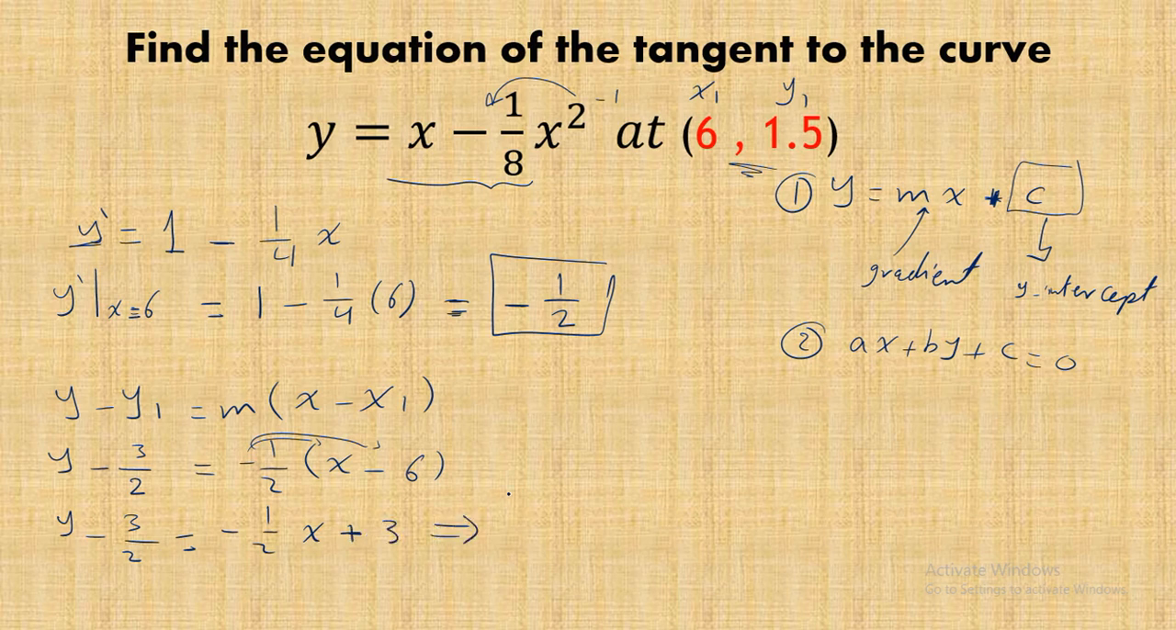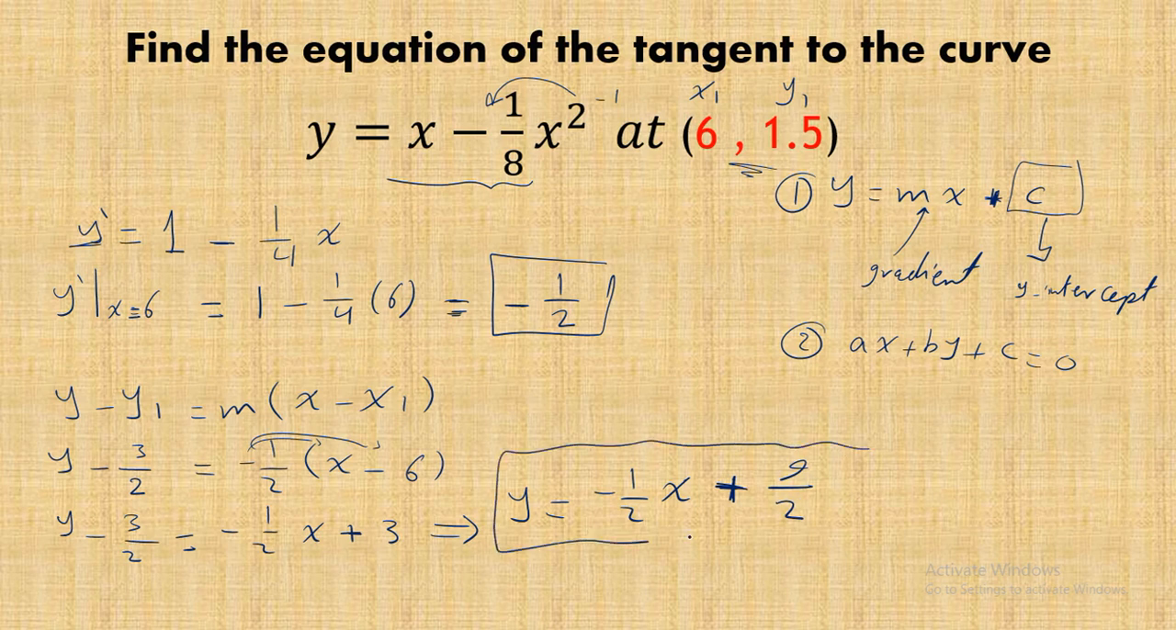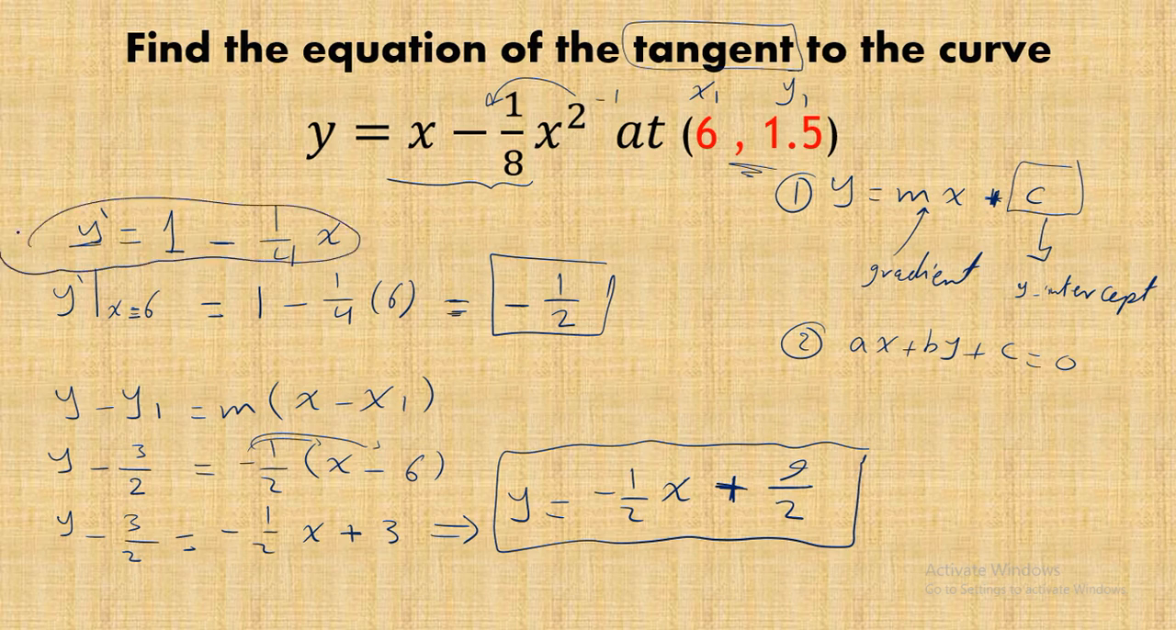We'll keep y on one side and move all the rest to the other side. It will be negative 1 over 2x plus 9 over 2. Here 3 plus 3 over 2 equals 9 over 2. And this is the equation of the tangent. Here we have an important point. Here he asked to find the equation of tangent. Usually the method of differentiation and substituting the point to find the gradient gives the gradient of tangent. So if he asks to find the equation of tangent, we'll take this value directly.